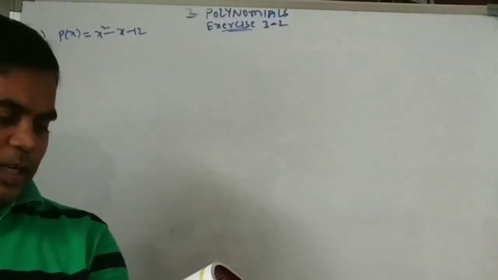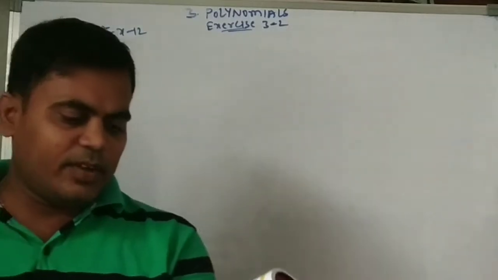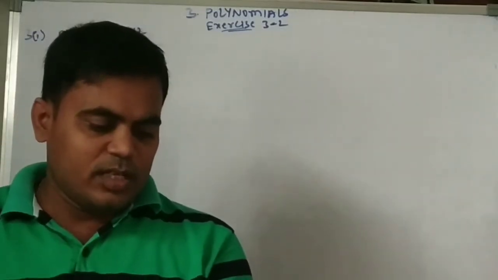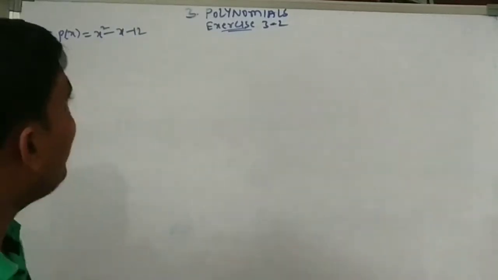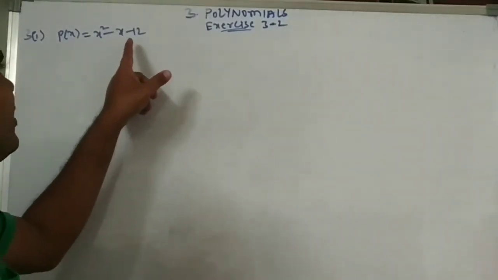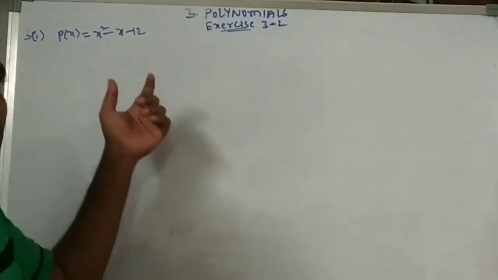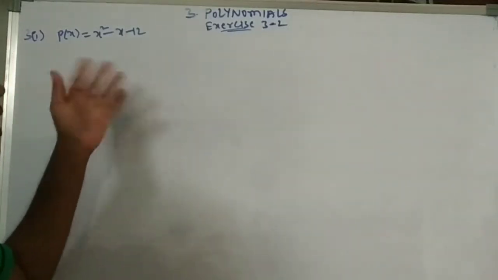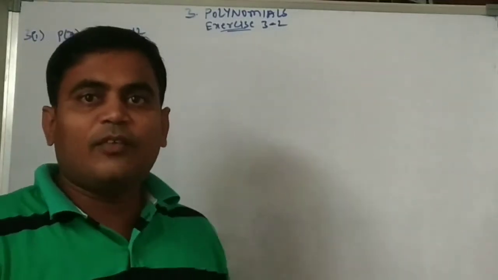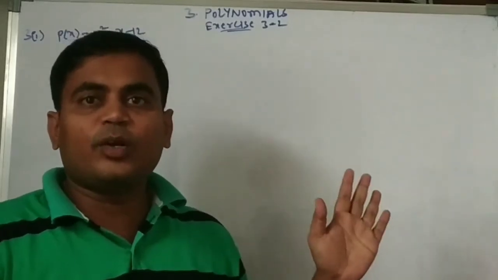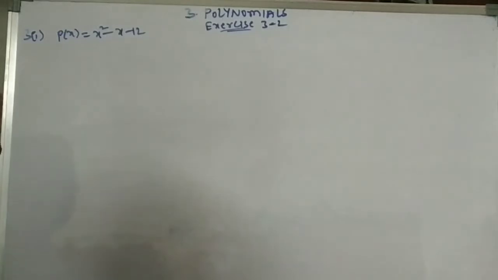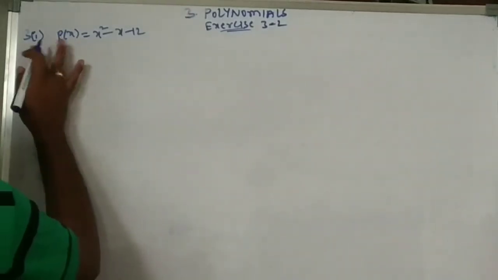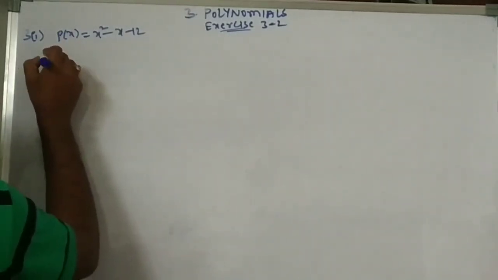Exercise 3.2, third question. Draw the graphs of the given polynomials, find the zeros, justify the answers. So, here p of x equals x squared minus x minus 12. For this polynomial, we need to find the zeros with respect to the graph. Now I want to take x equal to 0.